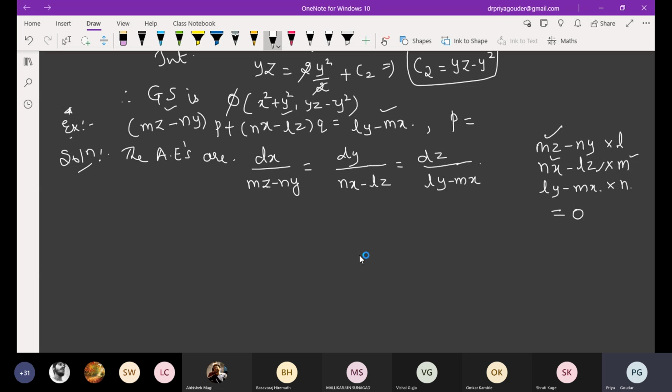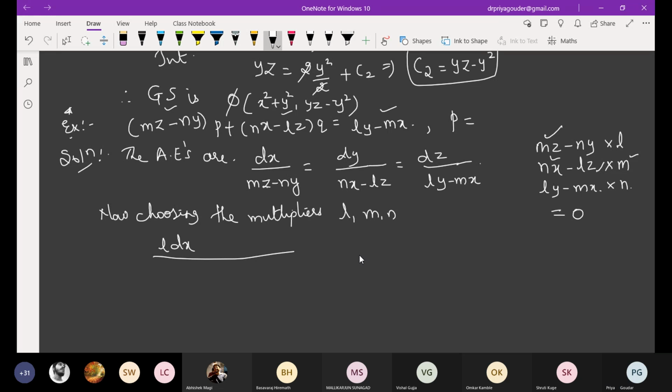Now see how to write it, choosing the multipliers l, m, n. It has to go in order. For the first ratio, you should multiply and divide by l only. If I multiply, the numerator is l dx. What is the denominator if I multiply l with the first term? Write both the terms. l into mz is lmz minus lny, am I correct?